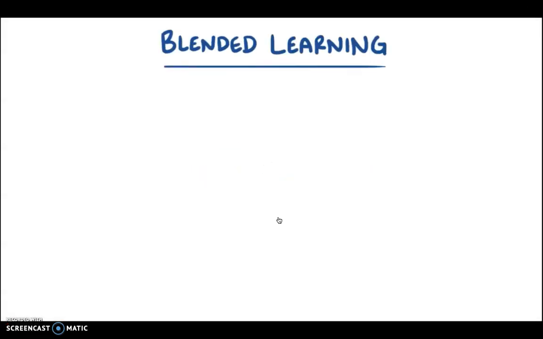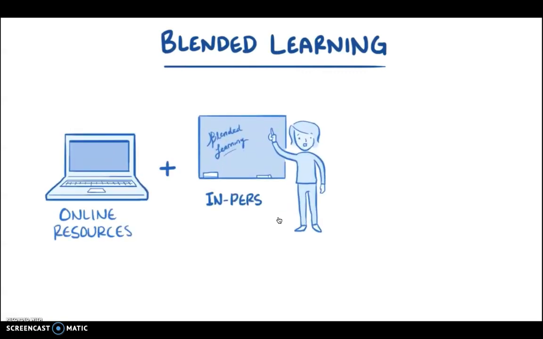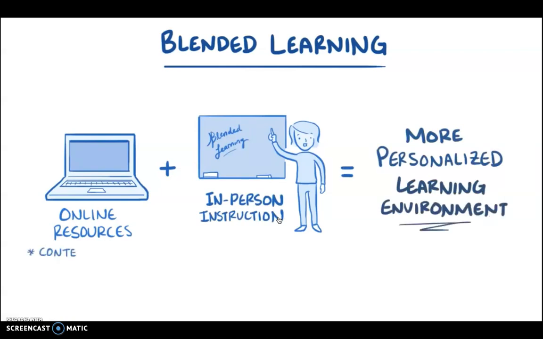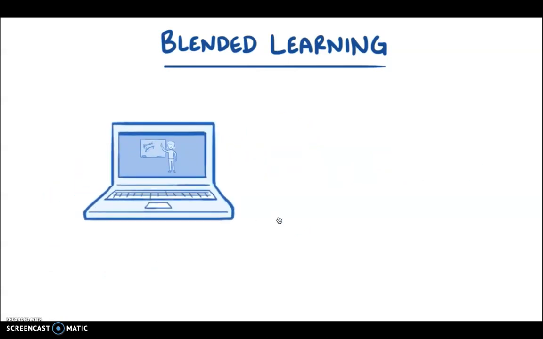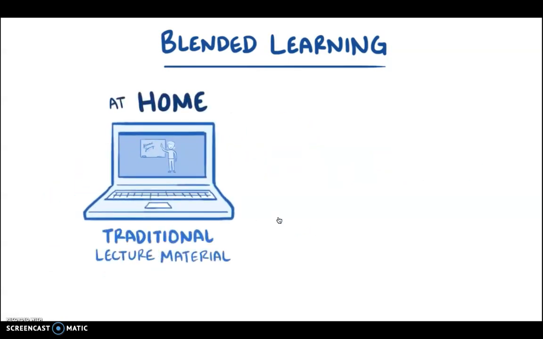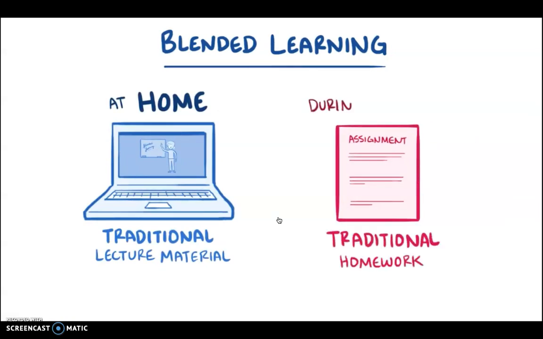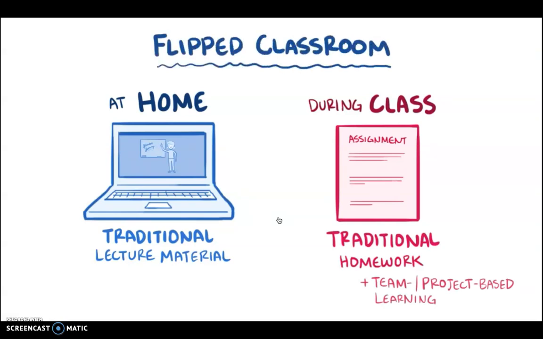Blended learning is a way of teaching that combines online resources with in-person instruction to create a more personalized learning environment. With blended learning, instructors often make some or all of the content available to the students outside of class time. Taking this to the extreme, students could consume all of the traditional lecture material at home at their own pace, and during class time they could complete work assignments traditionally given as homework during class, as well as other activities like team-based or project-based learning. This describes the flipped classroom model, because it flips what students do at home and in the classroom.